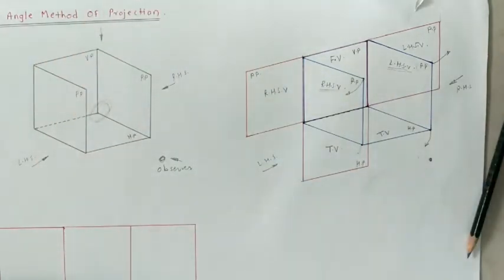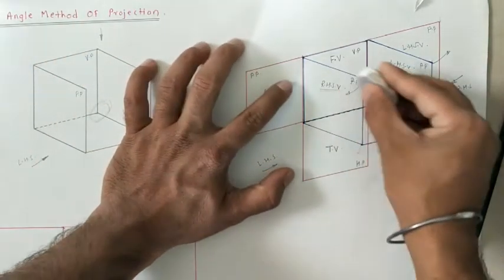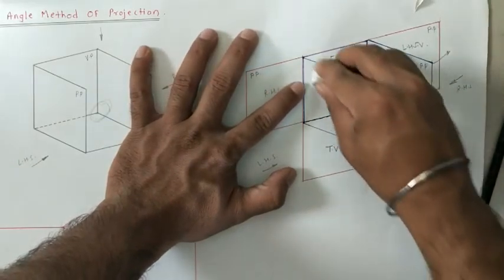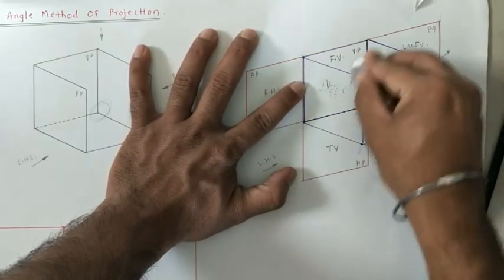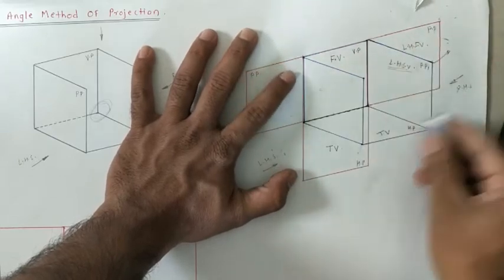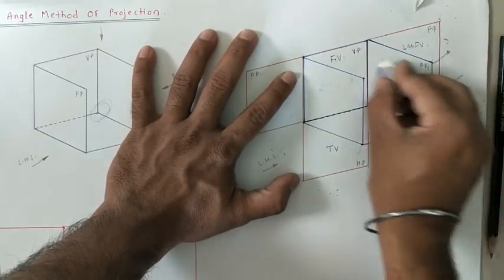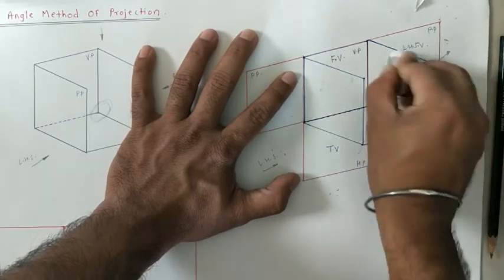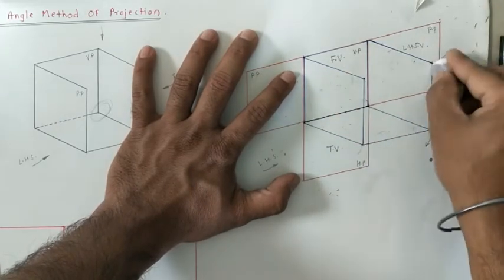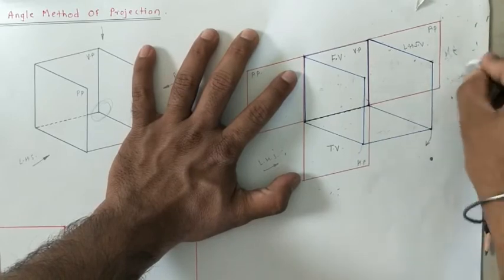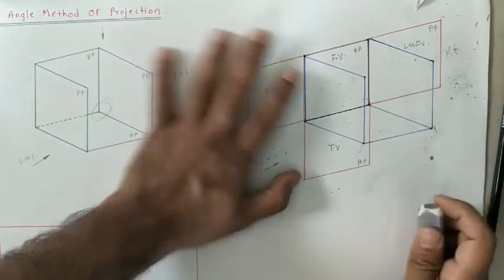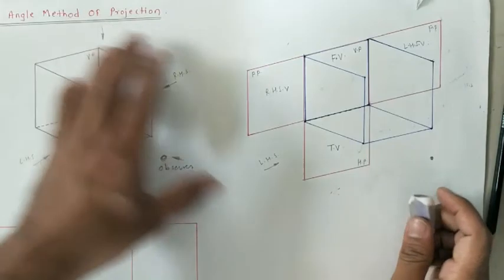So we can see the new positions of the front view, top view, and the side view after rotating these planes 90 degrees and bringing all those planes aligned to the vertical plane, or aligned to each other. The new position of the views, you can see.